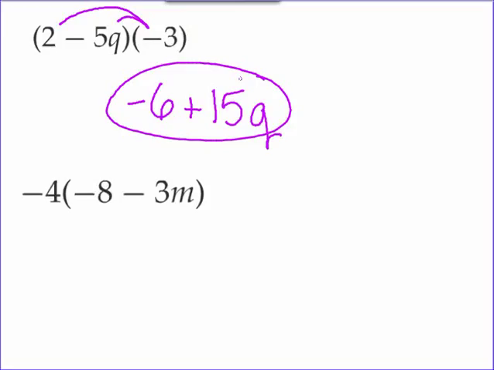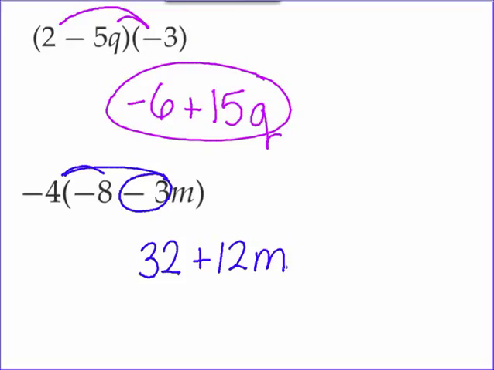Okay, so first things first. Negative 4 times negative 8. 32. Remember, negative negative is a positive. Now I have negative 4 times, this is a negative 3. So negative 4 times negative 3 is 12m. Positive 12m. So, nice job from what I saw when I went around.